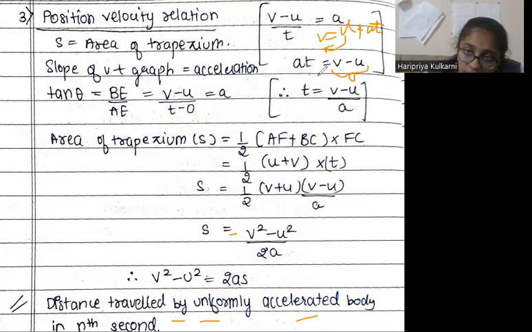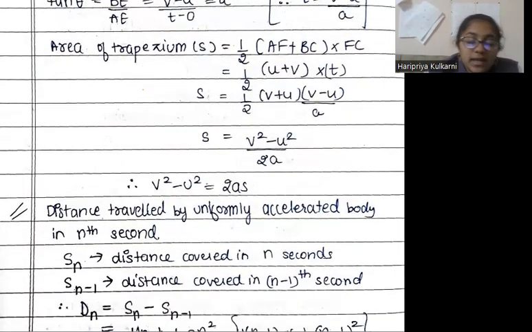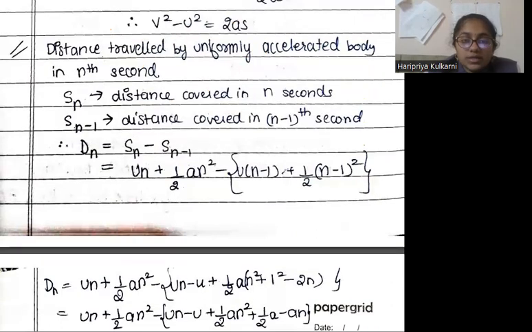So this T, I'll shift that side, and this A, I'll shift that side, because I want my time, right? So what I'll get here, time, I'll substitute this equation, that is V minus U by A. So of course, A plus B into A minus B is A square minus B square, right? So S is equal to V square minus U square by 2A. So this 2A, I'll take that side, I'll get V square minus U square is equal to 2AS.